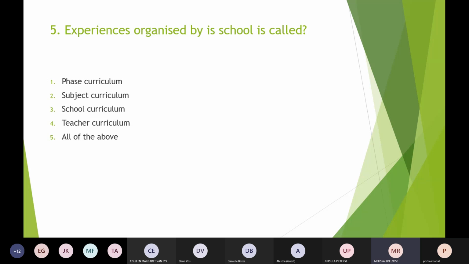In answering the question, I would think that the obvious answer should be 3, the school curriculum. But I'm not 100% sure what you mean by experiences organized by a school. All right. Is that so activities like a carnival, or is that what you're referring to? No, it has to do with educational experiences. So if you can give an example, I'd appreciate it.